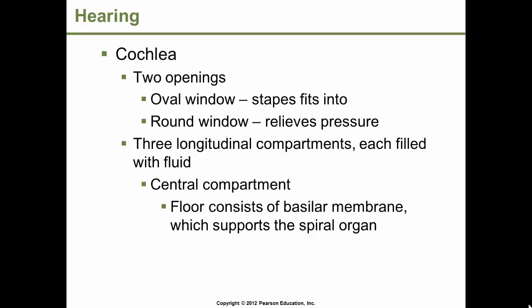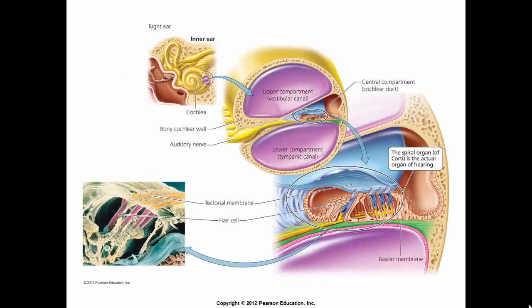There are three longitudinal compartments, each filled with fluid. They have a central compartment, a floor which consists of a basilar membrane which supports the spiral organ. This shows the tectorial membrane, the basilar membrane, and these hair cells that we will be talking more about as we move along, with the hair cells fitting into the basilar membrane and the tectorial membrane overhanging the hair cells.